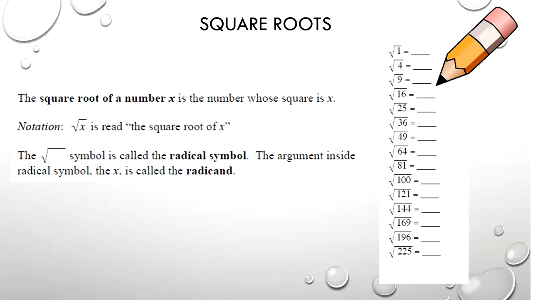So guys, square roots. You have used them before already, but let's get down to the details. The square root of a number x is a number whose square is x. So we can read that as the square root of x when you have that little symbol. The square root symbol is called the radical symbol. You're probably going to hear it called a radical many times. The argument inside the radical is called the radicand.